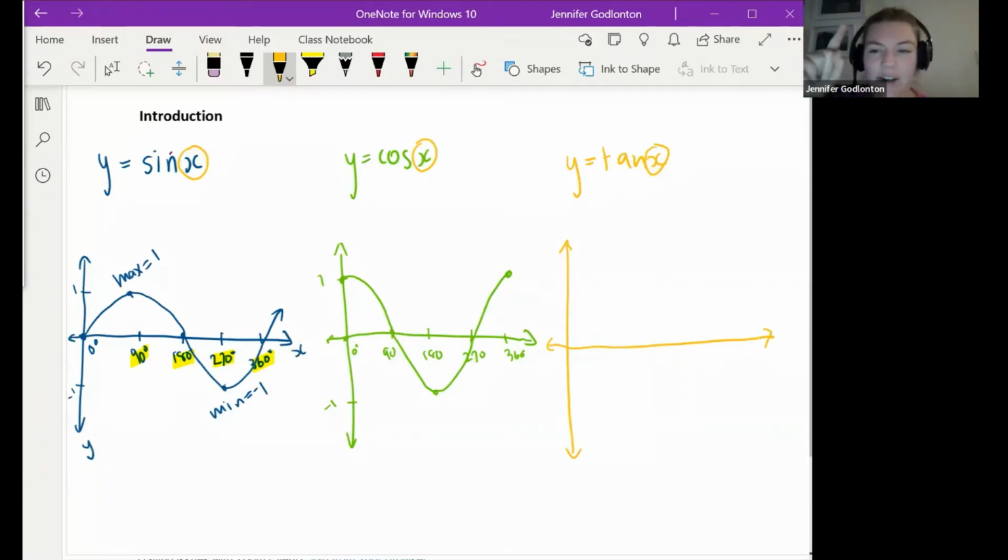Asymptotes. Yes, good. What are asymptotes? Tell me what an asymptote is. Okay, yes, the asymptote is the friend zone. It 100% is the friend zone. But what is it in mathematical terms? What is an asymptote? The friend zone. Awesome. Yes, there we go.